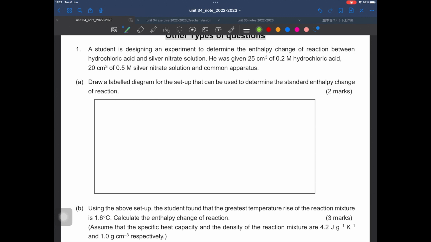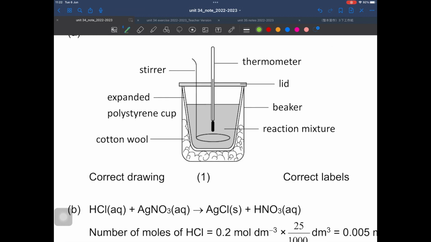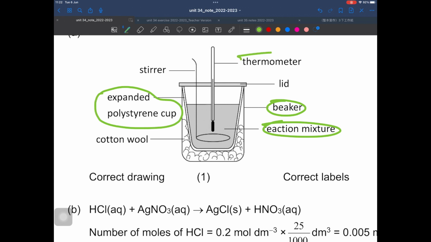You will be asked to determine the enthalpy change of reaction between hydrochloric acid and silver nitrate solution, which is a precipitation. So first, you are going to draw a labelled diagram. Okay, here it shows. You can see which part is necessary. First is, of course, the reaction mixture. And don't forget the beaker, expanded polystyrene cup, thermometer, stirrer, and lid. So all these parts are necessary. Using cotton wool or not is optional.